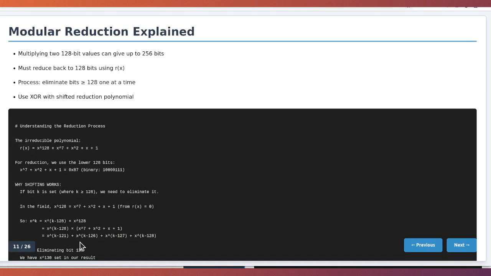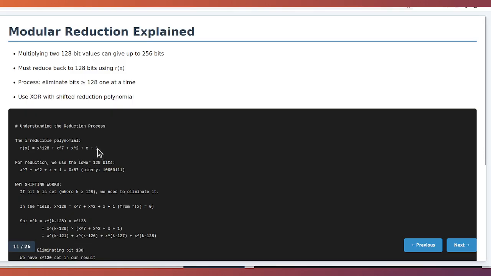Modular reduction explained. After multiplying two 128-bit polynomials, we get a result up to 256 bits. To keep our result in GF(2^128), we must reduce it modulo the irreducible polynomial. The reduction process works as follows. We examine the result from the highest bit down to bit 128. For each bit position k that is set, where k is greater than or equal to 128, we need to eliminate that bit. We do this by XORing with the irreducible polynomial shifted appropriately.